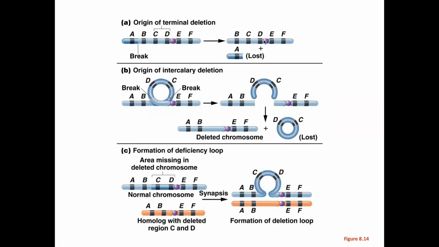So alternatively, another way that you can create deleted versions of chromosomes is through recombination errors. So we've talked about recombination.